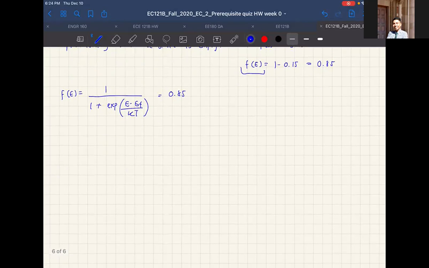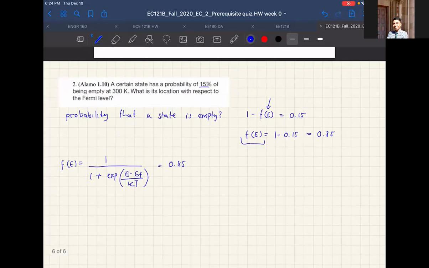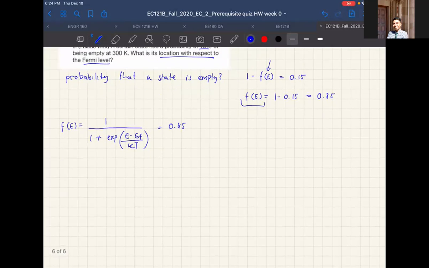So if you solve for E minus EF, which is the energy level with respect to the Fermi level, do you guys want me to go through that math, or can I just skip directly to what the answer would be? Like the equation, I would.